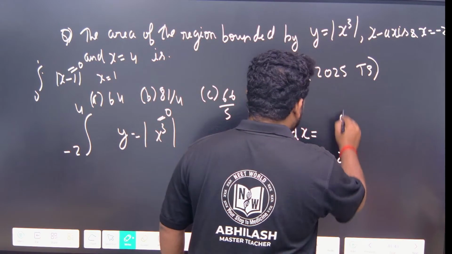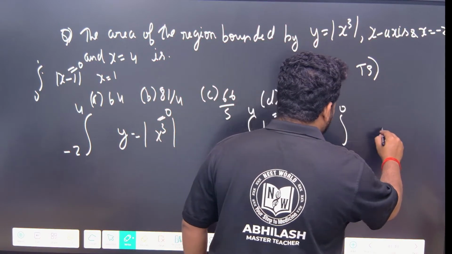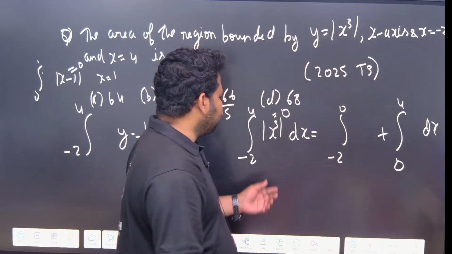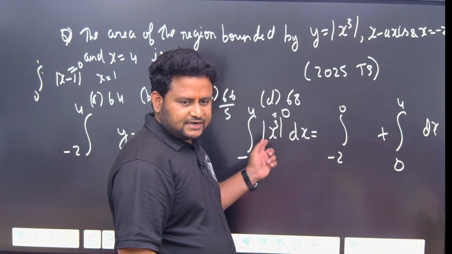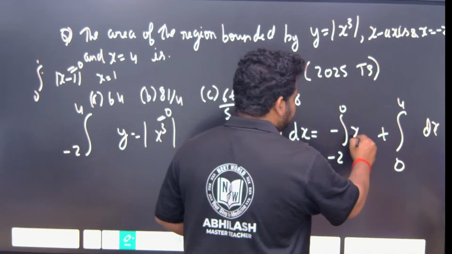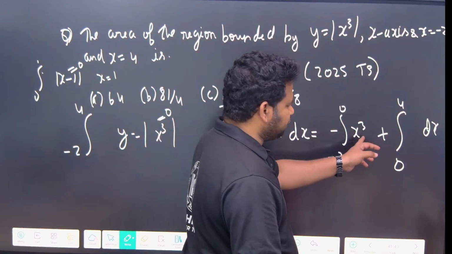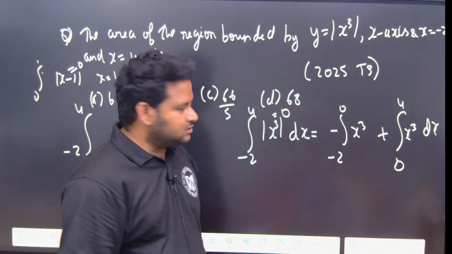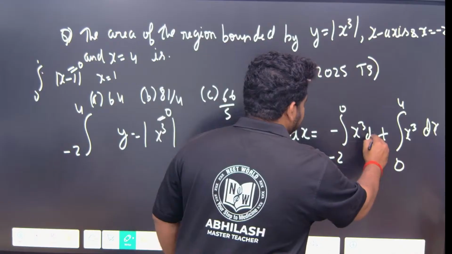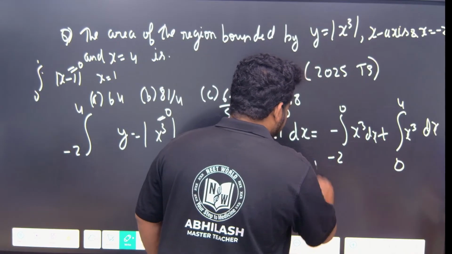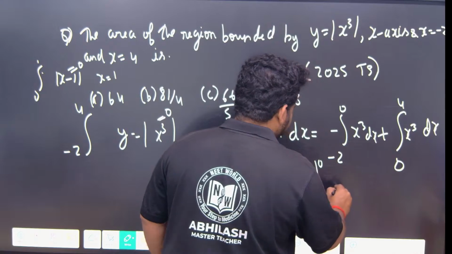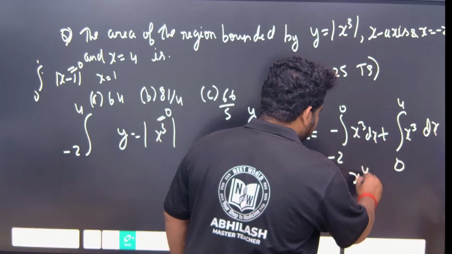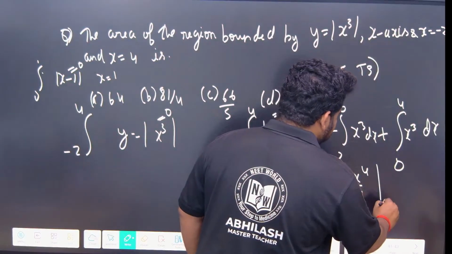So I should write it as minus 2 to 0 and 0 to 4. From minus 2 to 0, whatever value you put, you will get a negative, so this will be minus x cube dx. From 0 to 4, any value gives positive, so this will be x cube dx. The integral of x cube is x power 4 by 4. So minus x power 4 by 4 from minus 2 to 0, plus x power 4 by 4 from 0 to 4.